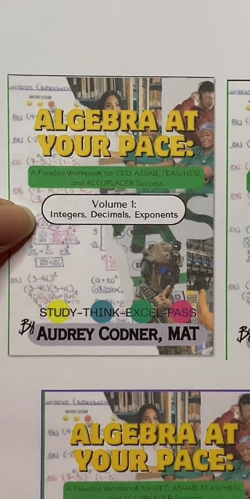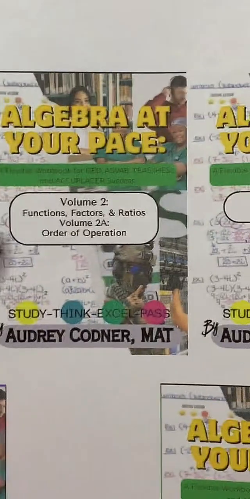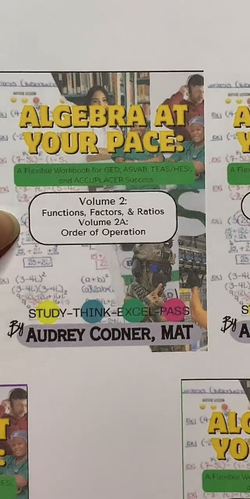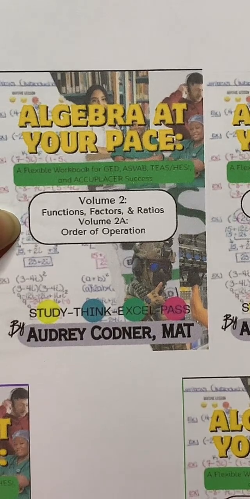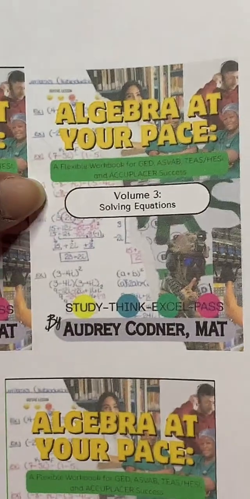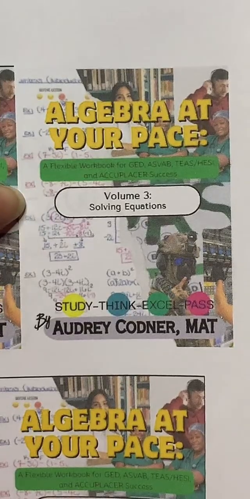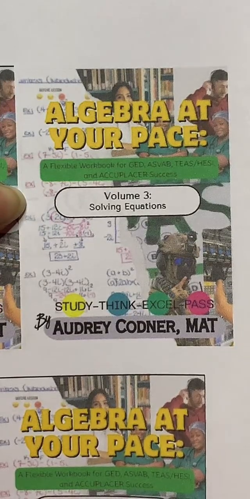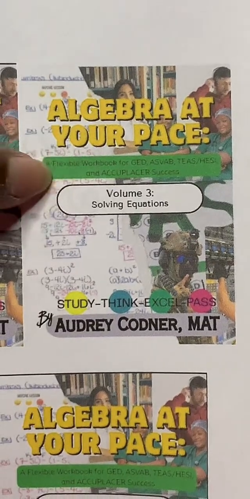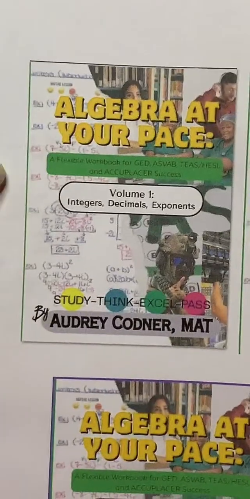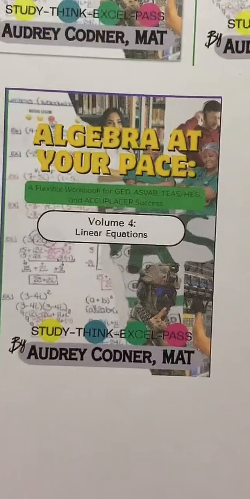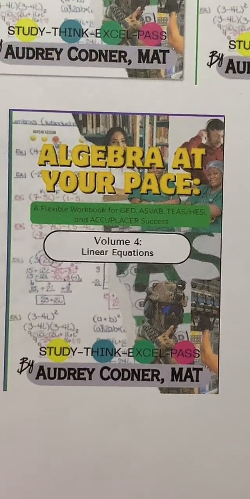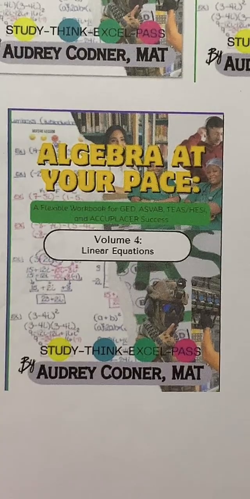So this one's for integers and decimals. Volume 2 is for functions and also divisibility, factors. Then we have solving equations. If you have trouble with solving one-step, two-step, multi-step equations, this might be the one you want. But I think the best one, if you want to start from the beginning, is volume 1. But you can pick and choose. I made it this way so you can pick and choose what you need.